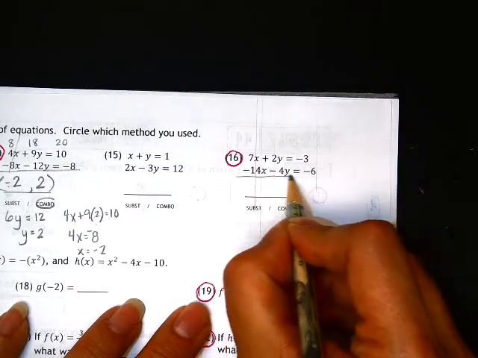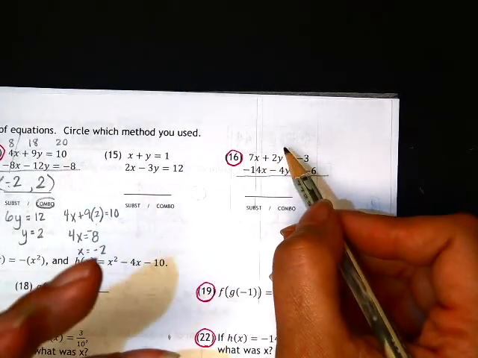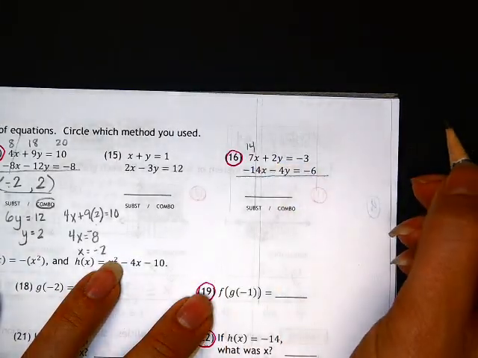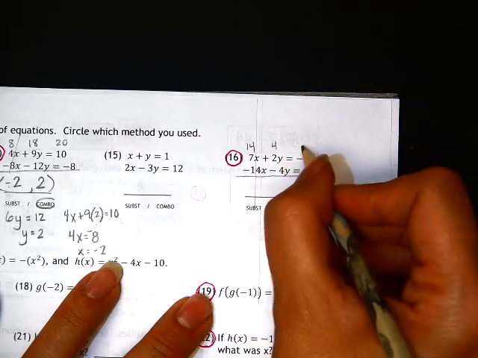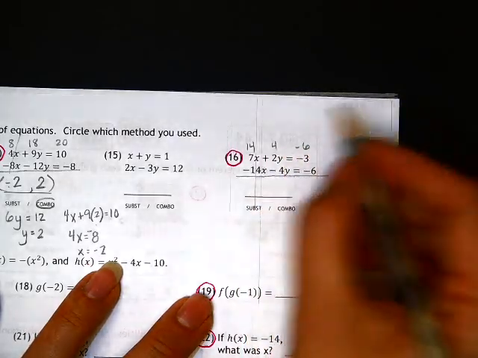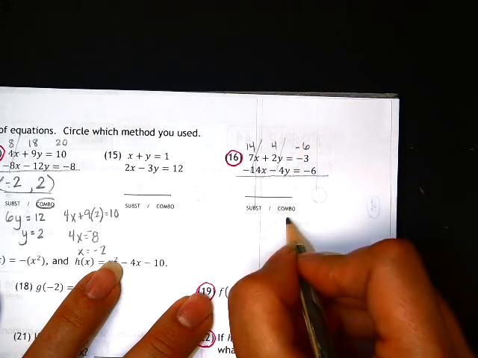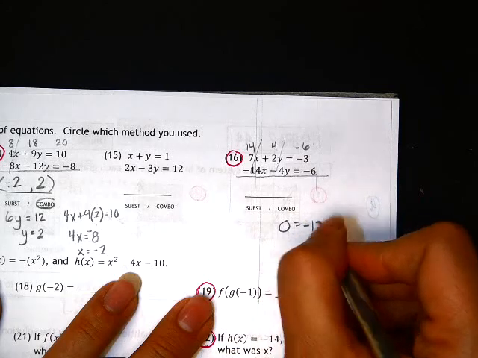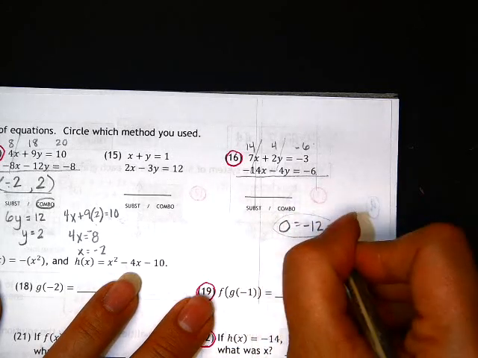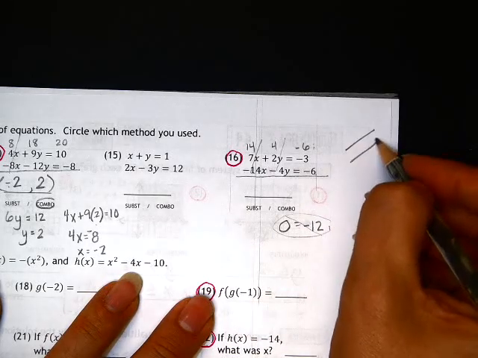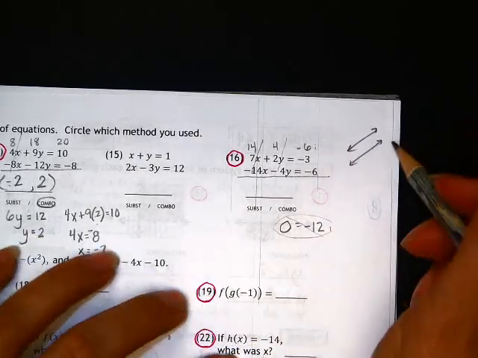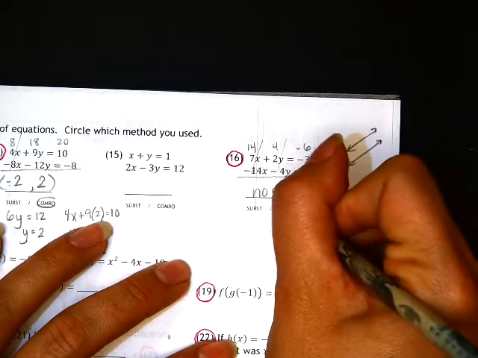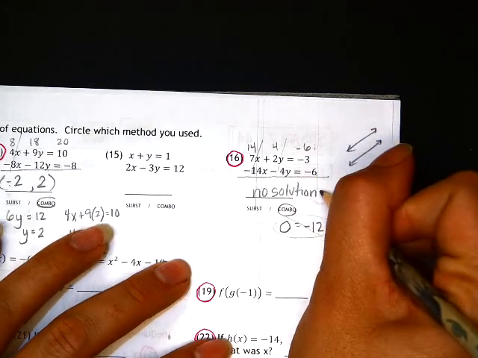I like this guy too, because this also, it's like you always have to multiply by 2. No, you don't, but in this case it happens. This ends up being a 14 when I multiply by 2. A 4 when I multiply by 2, and a negative 6 when I multiply by 2. Those cancel, careful. This does not. That's equal to negative 12. Now 0 is not equal to negative 12. So what these must have been is parallel lines. And so, well, we use combination. And so we would have no solution.